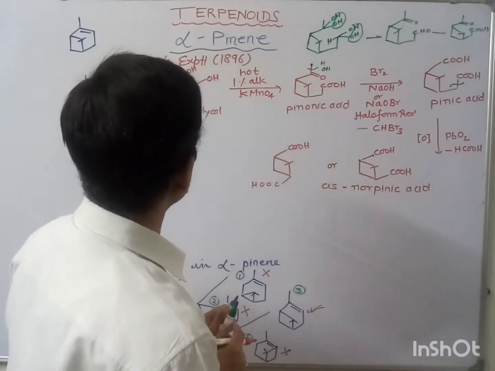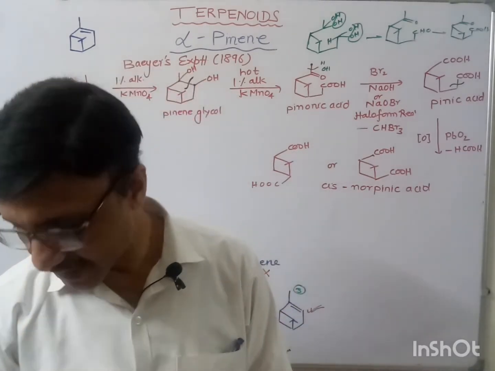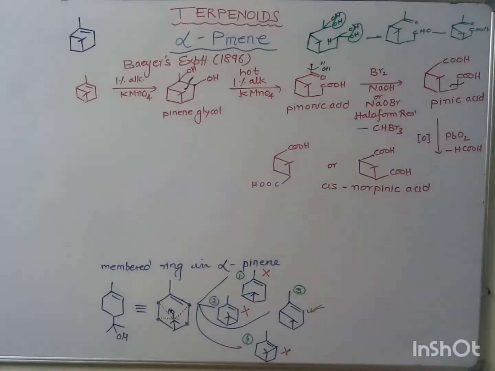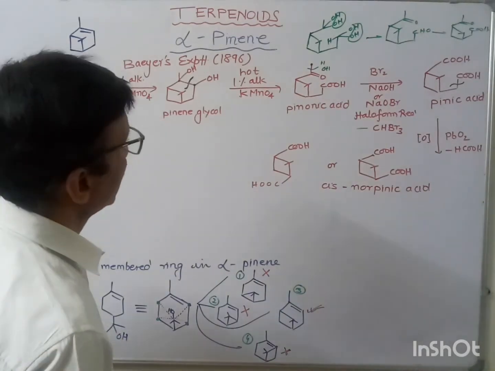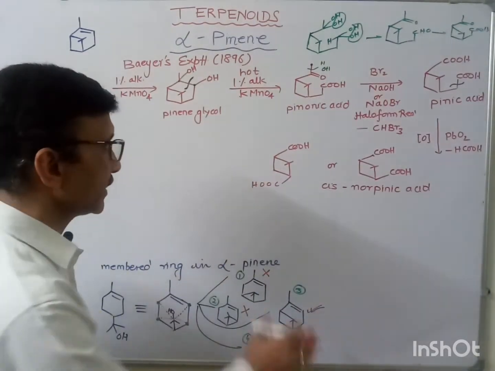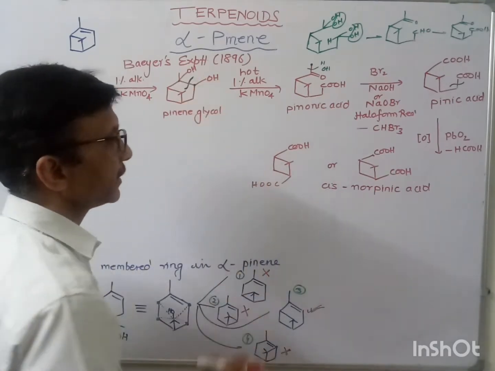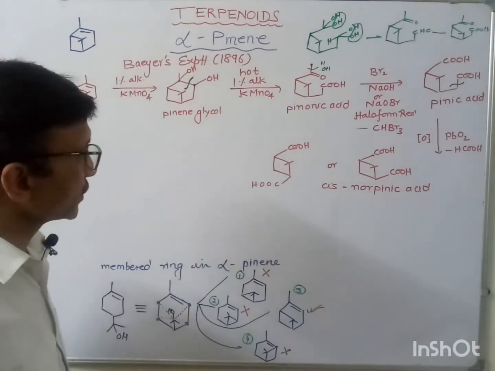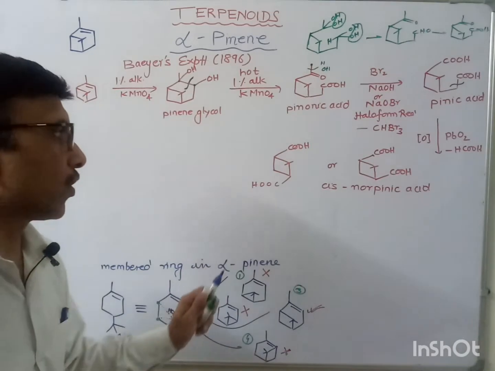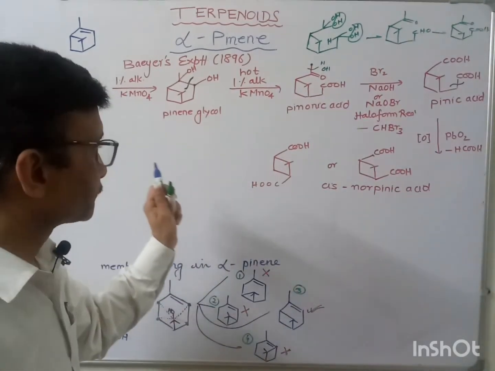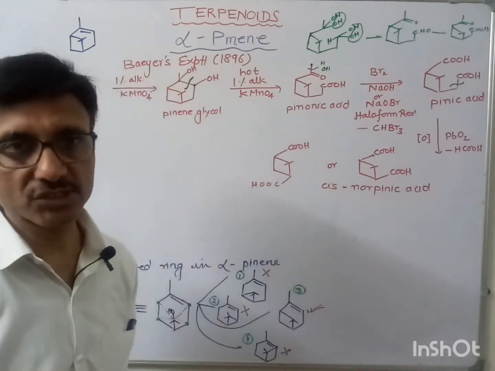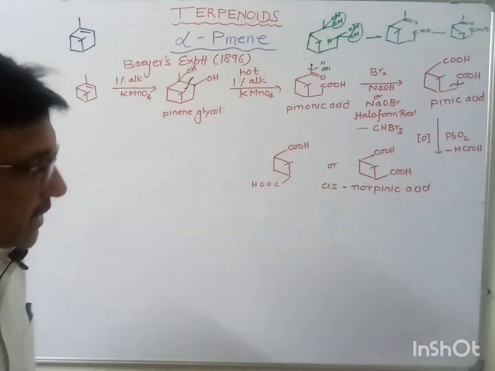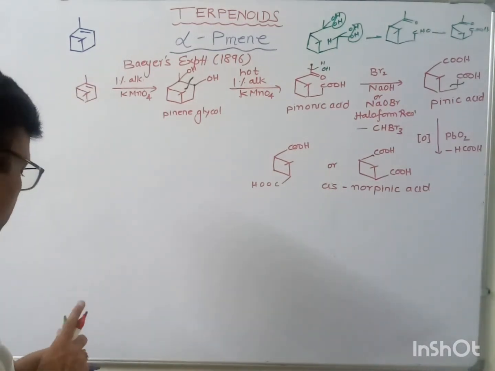Okay. So this reaction, Baeyer's experiment, tells that alpha-pinene has a 4-membered ring. The presence of the 4-membered ring was further confirmed by the synthesis of cis norpinic acid or trans norpinic acid. So let's see now the synthesis.